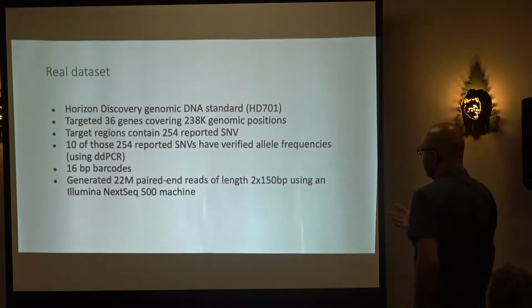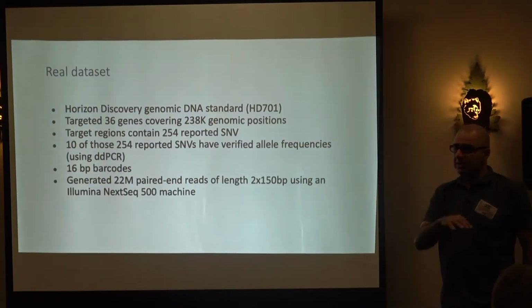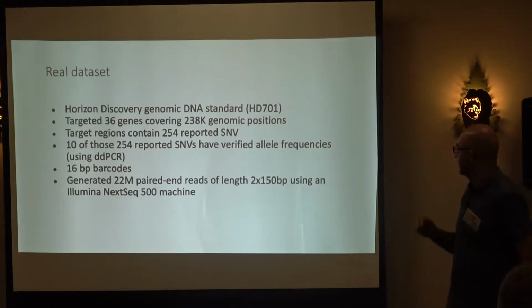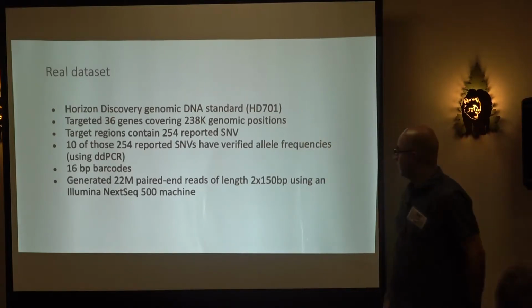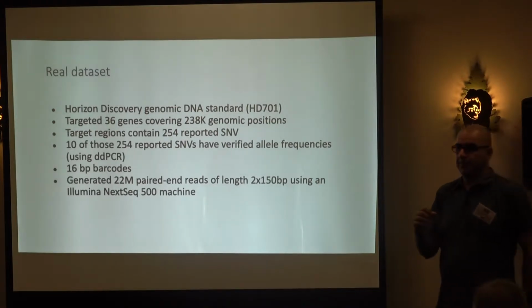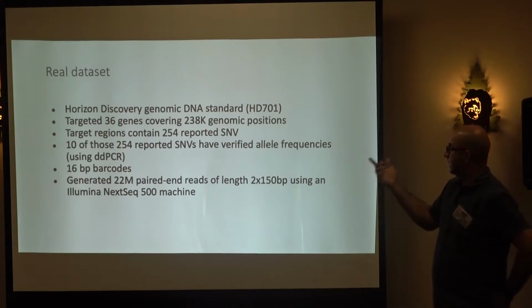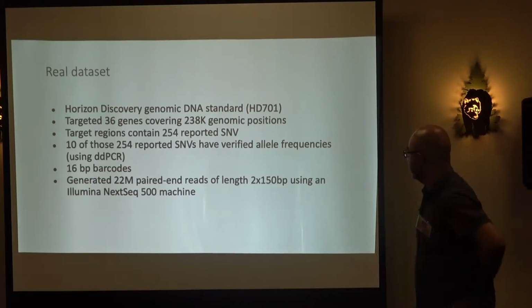So does it have any effect on the downstream analysis? Simulation has been done. I mean, there's extensive simulation, and there's source code you can test yourself. But we tried on the real data set. We grabbed a genomic standard, HT701, which has a number of verified and reported mutations. We target a 36 gene panel covering about 240K genomic regions.